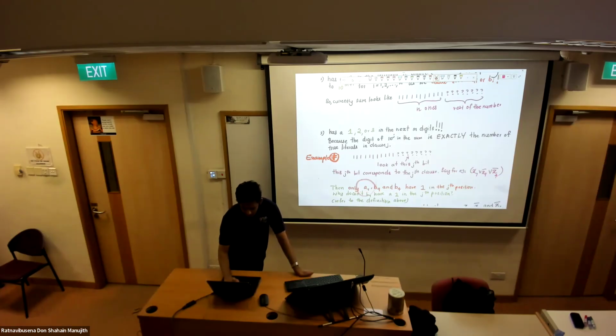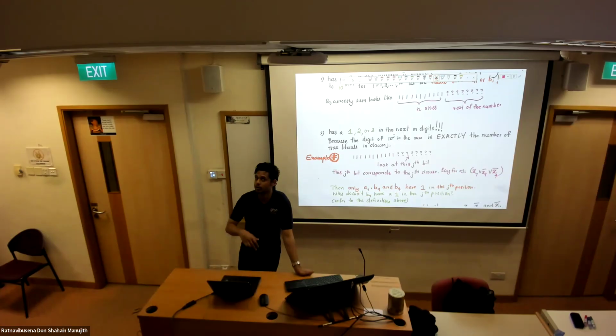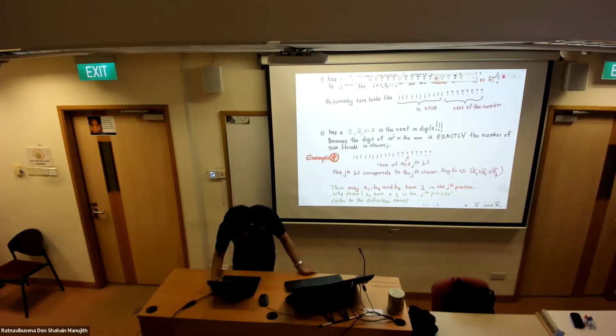Now, why does a7 have a 1 in that position? When we defined a7, it was defined for x7. Because we see that x7 is present in the jth clause, therefore a7 will contain a 1 in this jth position.